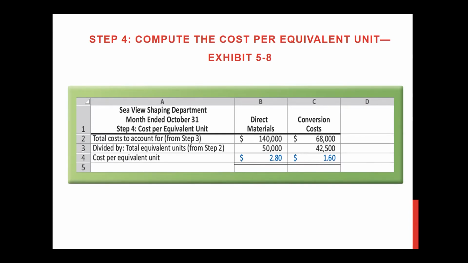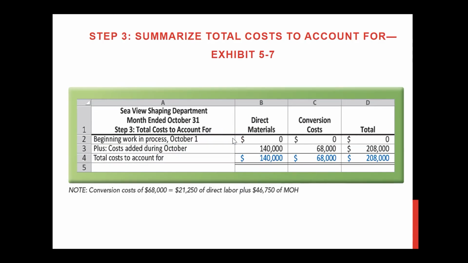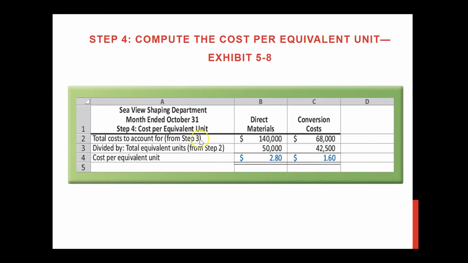Now we will convert those costs in terms of equivalent units. This cost is the total cost that we got from step 3. You remember here, direct material total cost to account for is $140,000 and conversion cost is $68,000. That's what we are doing here, the total costs to account for, which I just copied from my prior chart. Now we will divide it by total equivalent units. These equivalent units, we got in our first table.